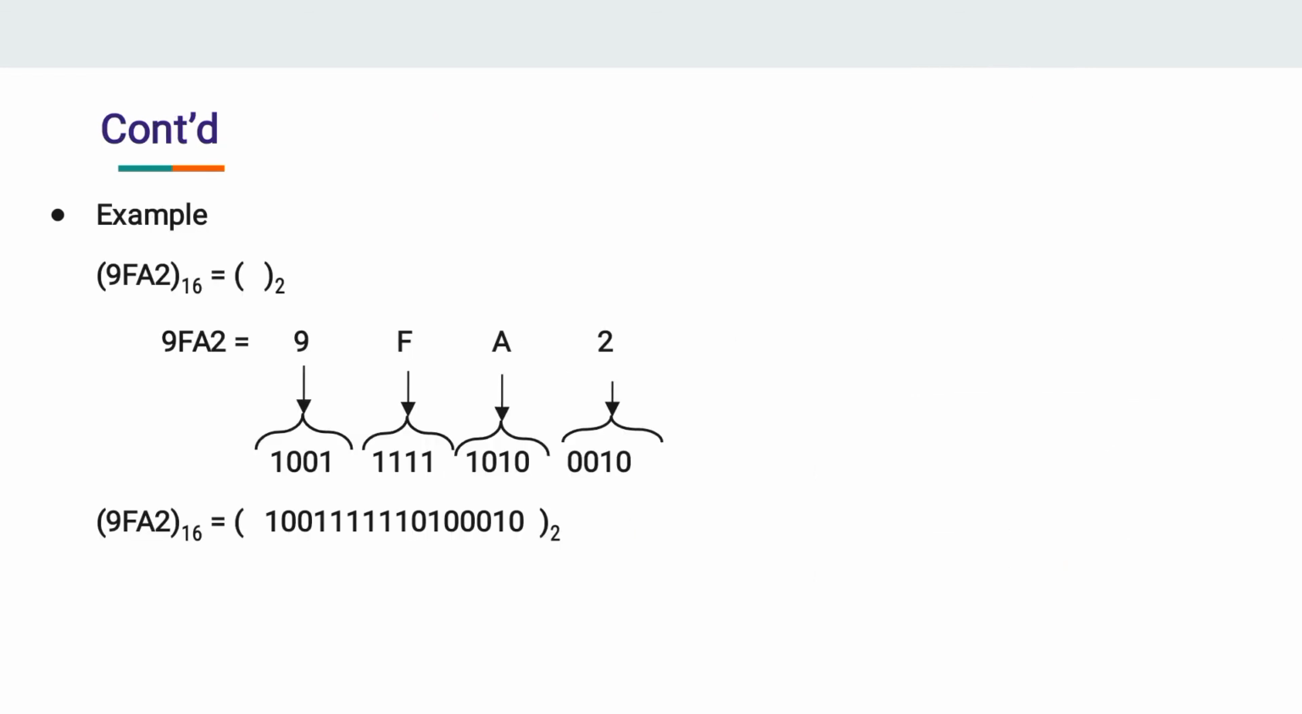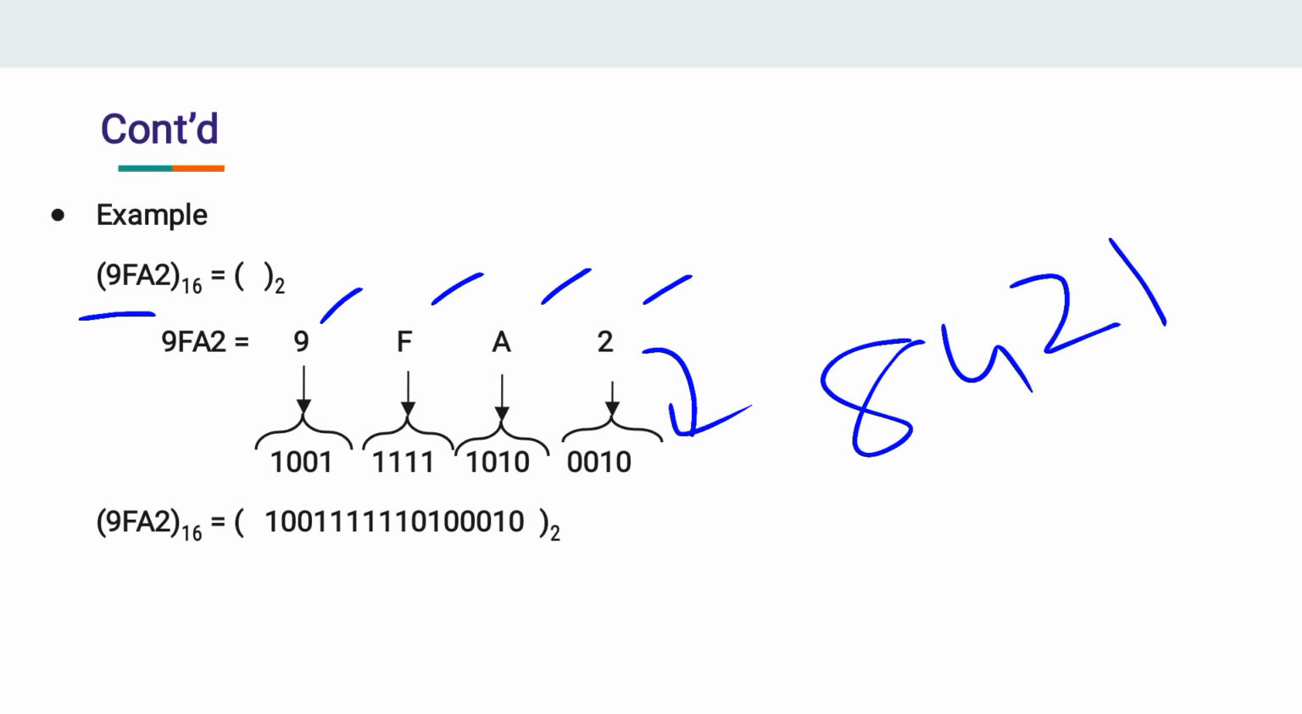So this is the example for conversion of hexadecimal to binary. So this is the number. Take it as separate digits: 9F82. Convert each to the 4-bit binary value according to 8421, or you can refer to the previous table also. Then write all the combinations in the format of base 2. So like this we are going to convert hexadecimal to binary.